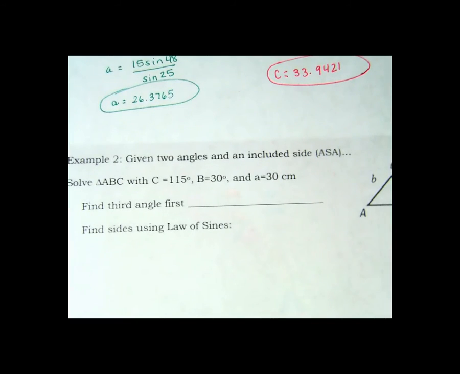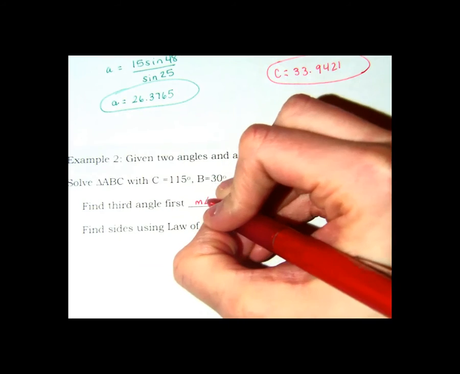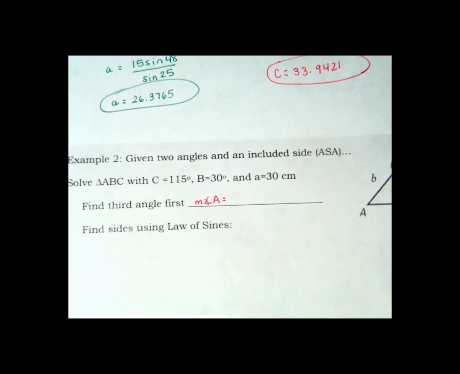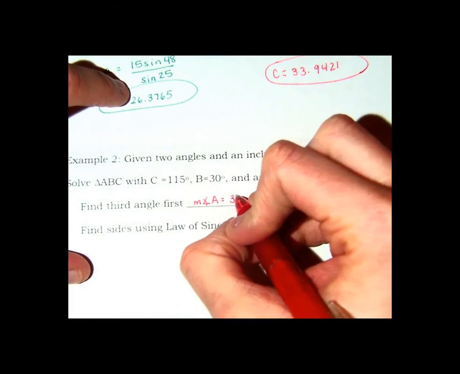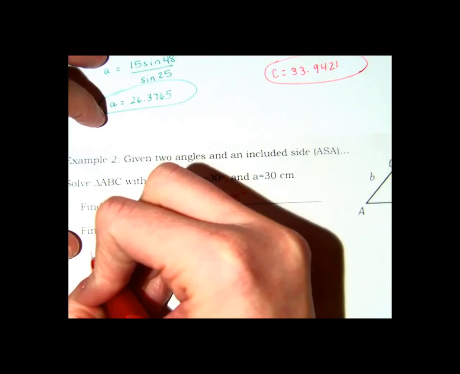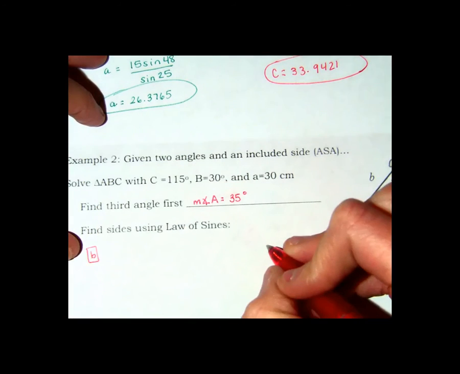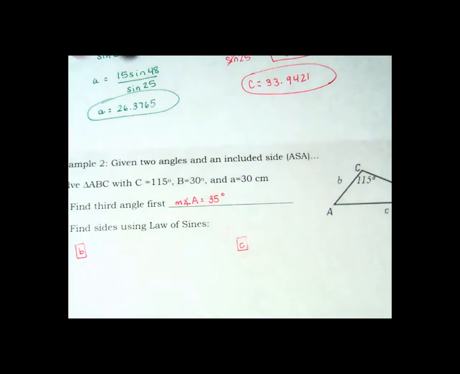Go ahead and find the third angle. What's missing? I'm talking about the angle. We got to find the angle first. Find the missing angle. It's what? 35? Alright, now what sides are missing? So find B, find C, using the fact that the angle A is 35 degrees.